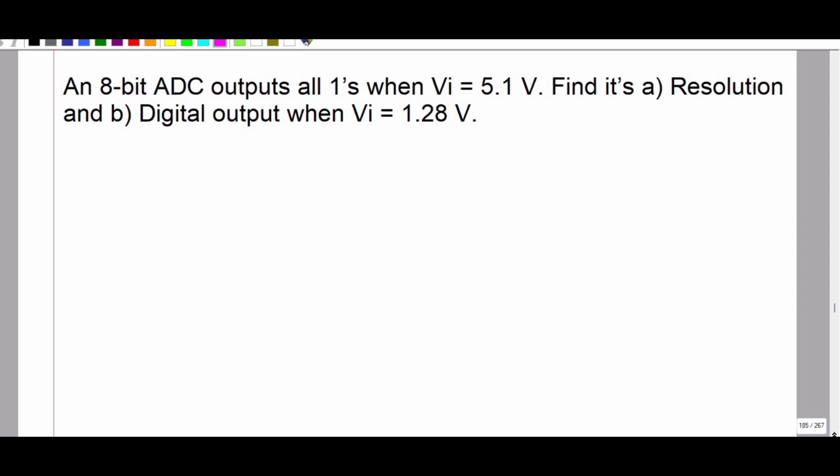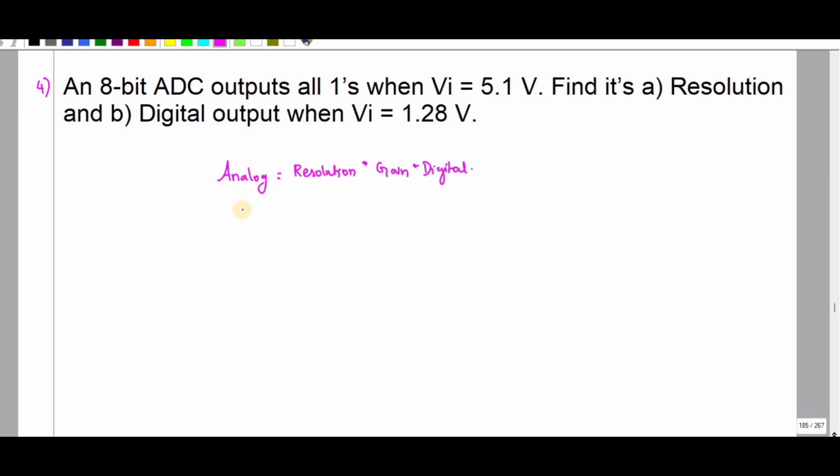So next, fourth problem: an 8-bit ADC outputs are all 1 when VA is equal to 5.1. Find its resolution and digital output when VA is equal to 1.8. So this is nothing but an analog to digital converter. So we know the formula, right? Analog is equal to resolution into gain into digital value.